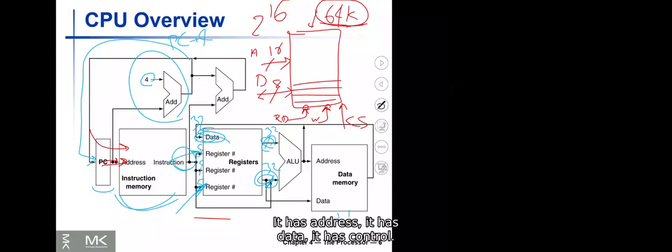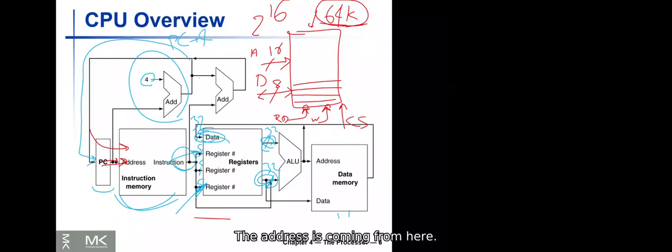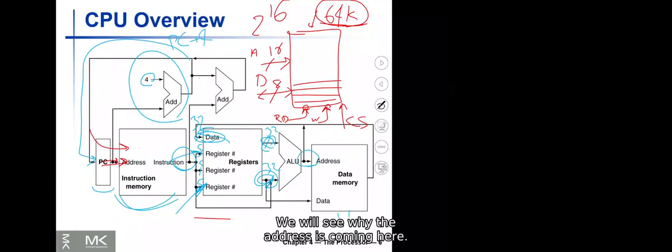But again, it is a memory. So it has address, it has data, it has control. So the address is coming from here. We will see why the address is coming here. You could guess, because the address is going to be the displacement plus offset plus the base, and then that would be the address. So that will be calculated in the ALU. So the ALU gives us the address.